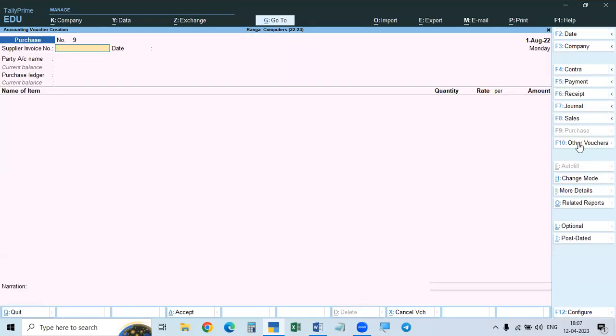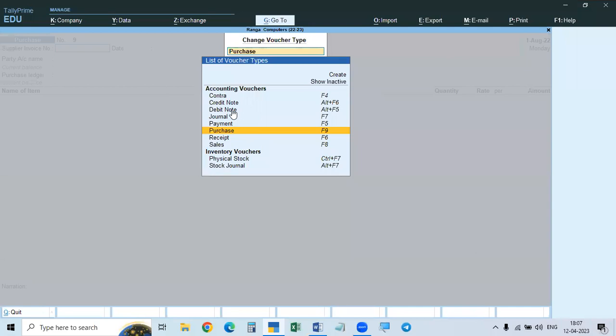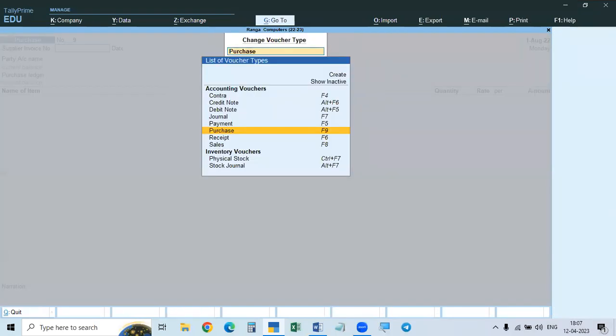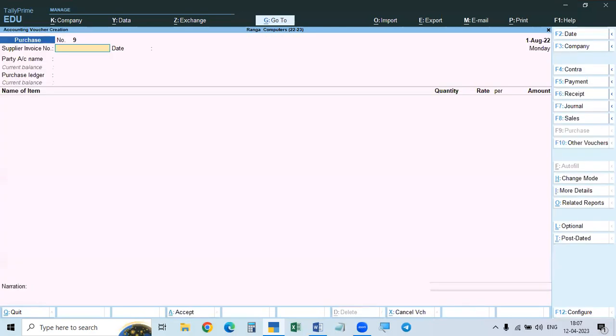Go to other vouchers. There you can see credit note, debit note. So we have to issue a debit note. The shortcut key is Alt F5. So here you go to all other vouchers, and then you select debit note. You can click it, or you can press Alt F5 on the keyboard.